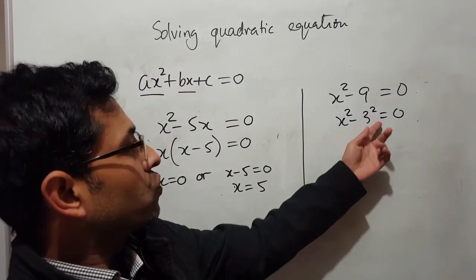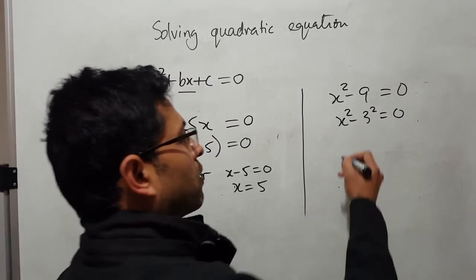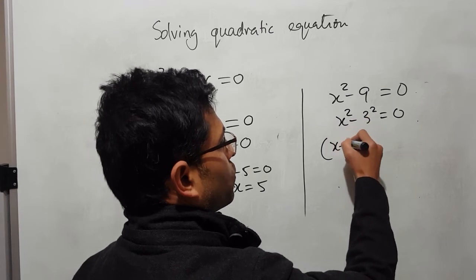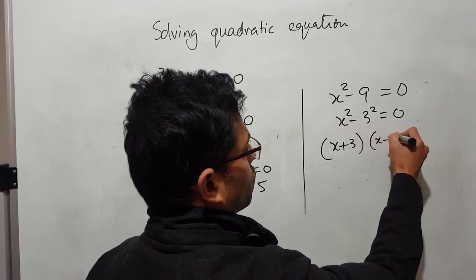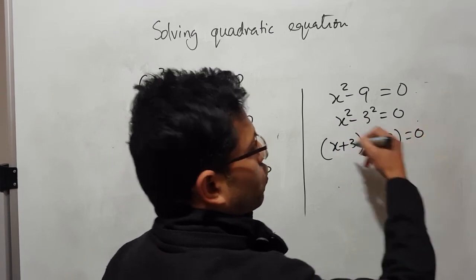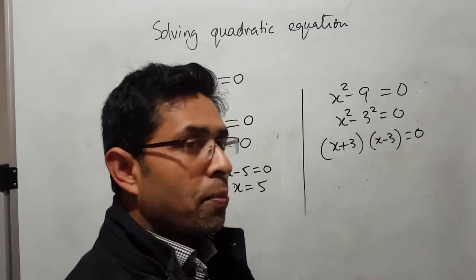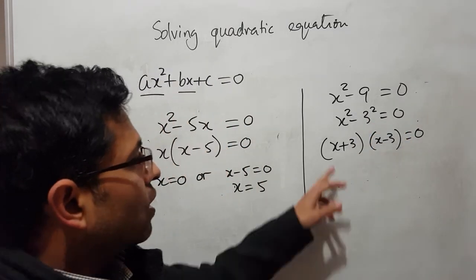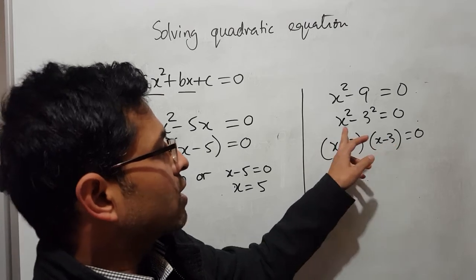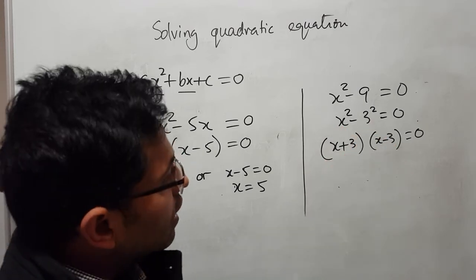So we can create a difference of 2 squares, right? x square minus 3 square. So now we can put the factors. What are those factors? x plus 3 and x minus 3. If you remember that a square minus b square equal to a plus b times a minus b. In this case, a is x and b is 3.